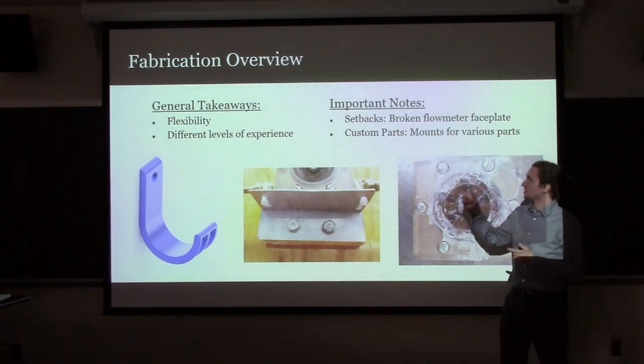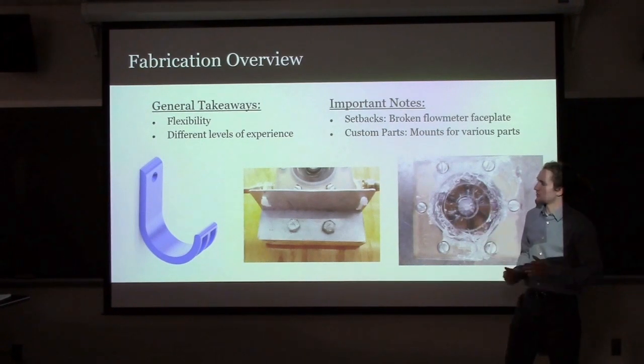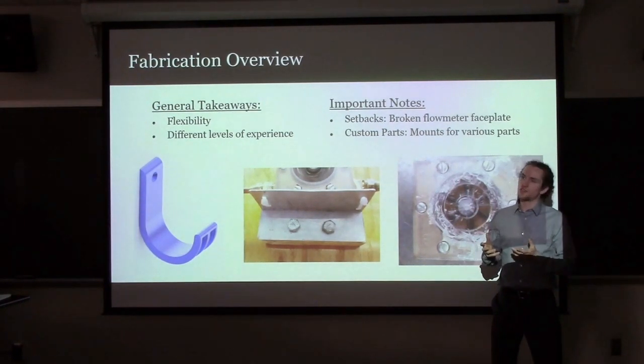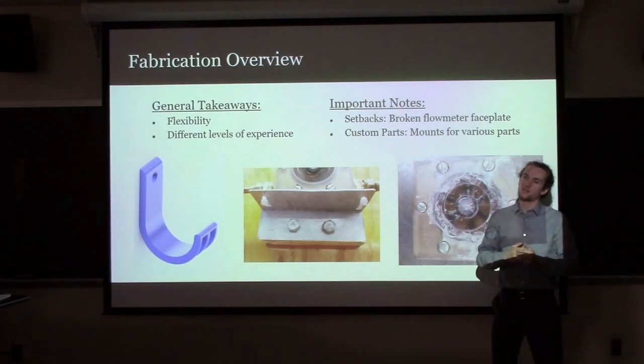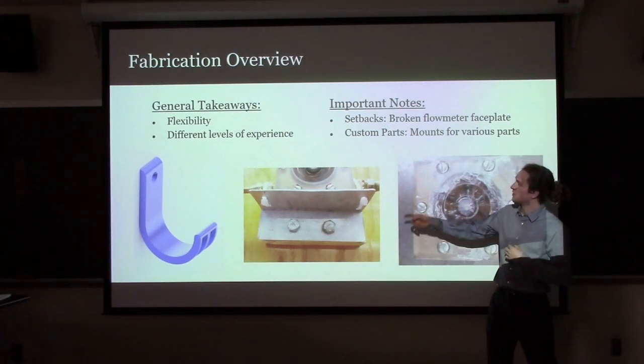Another thing we had to deal with were getting custom parts and building them ourselves for fixing certain things on the board. You can see the blue one over there shaped like a hook. That's for the filter dryer, and then we have this other bent plate for the flow meter.